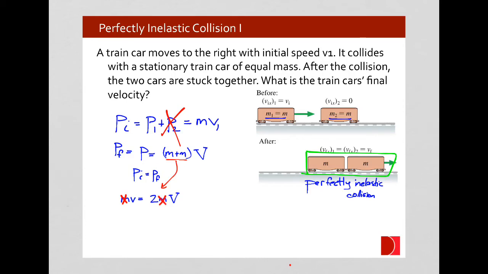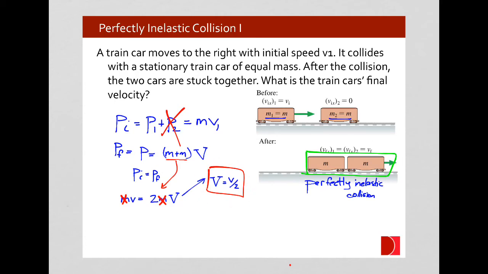and thus we can see that the initial velocity is 2 times the final velocity, or we can say that the final velocity after the collision is the initial velocity divided by 2. That's what we get from the conservation of momentum.